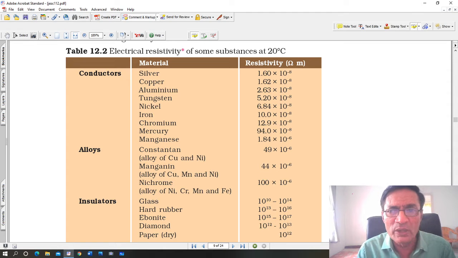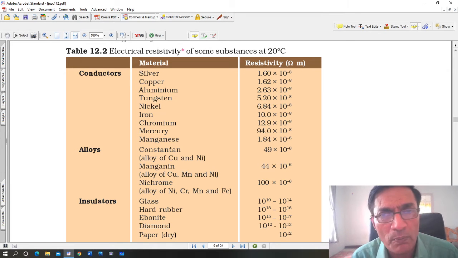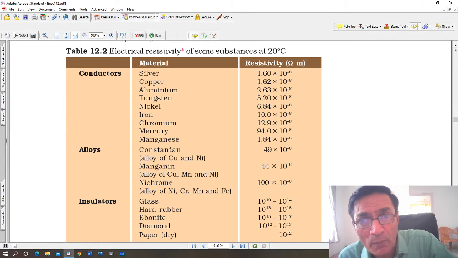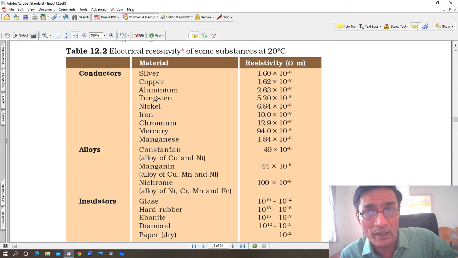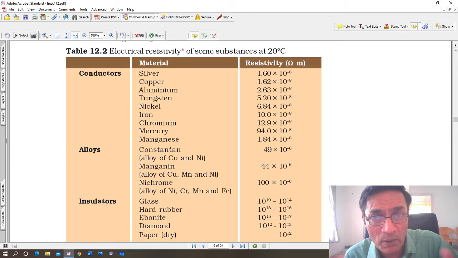Then you can see copper, aluminum, tungsten, nickel, iron, chromium, mercury, manganese. Look at mercury's, 94 into 10 to power minus 8. So all of them are 10 to power minus 8. Then mercury and manganese go to 10 to power minus 6. Manganese is 1.84, meaning its resistivity is slightly more, and therefore compared to silver it is a poorer conductor, poorer compared to silver and copper.